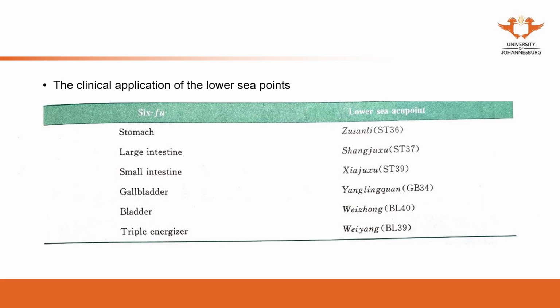The lower he-sea points. The lower he-sea points mostly refer to the qi of the 6 fu organs that gathers in the lower extremities, especially on the 3 yang meridians. The lower he-sea points are mostly used for the fu organs. So we're going to treat, such as Stomach 36 to treat the stomach problem, Stomach 37 to treat the large intestine problem. So they are mostly applied in the diseases of the fu organs.